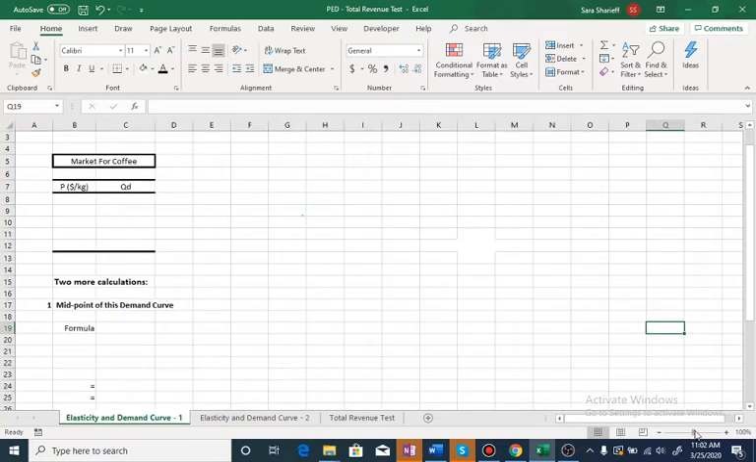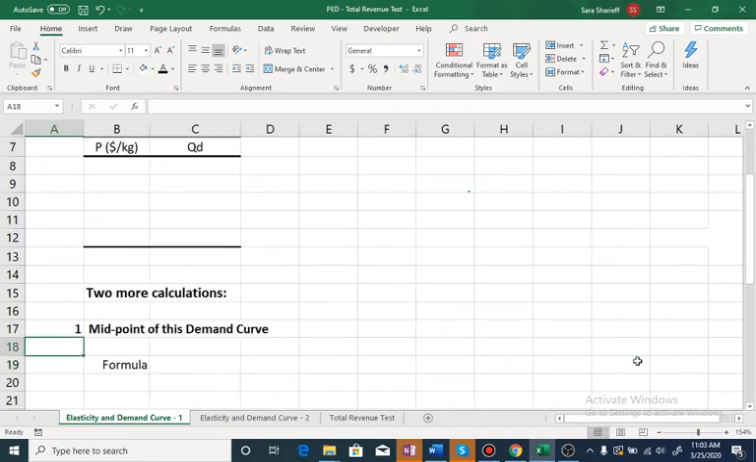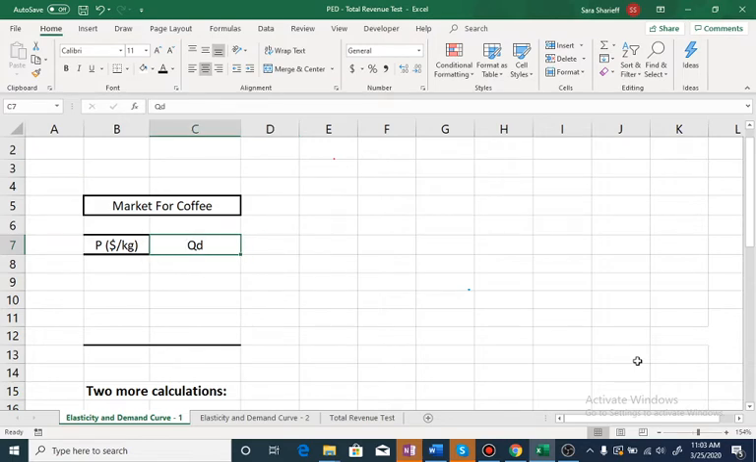Let me zoom in a bit. I'll be taking quantity demanded in thousand kg, right? Now let's say when price of coffee is $0 per kg, quantity demanded is 20,000 kgs. When price increases to $1, quantity demanded reduces to 15,000 kgs. When price further increases to $2, quantity demanded reduces to 10,000 kgs, right?